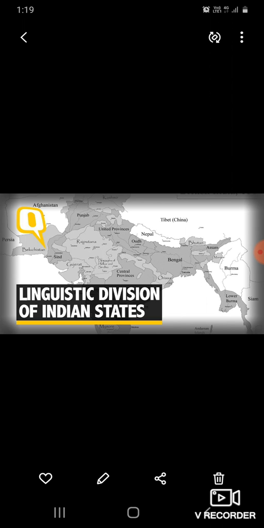In 1953, the States Reorganization Commission was formed by the government, where Mr. Fazal Ali became the president, and K.M. Panikkar and H.N. Kunzru were its members. Based on the report of this commission, the States Reorganization Act was brought into effect, and according to this act, 14 states and 6 union territories were formed. And next, Kannada speaking regions.